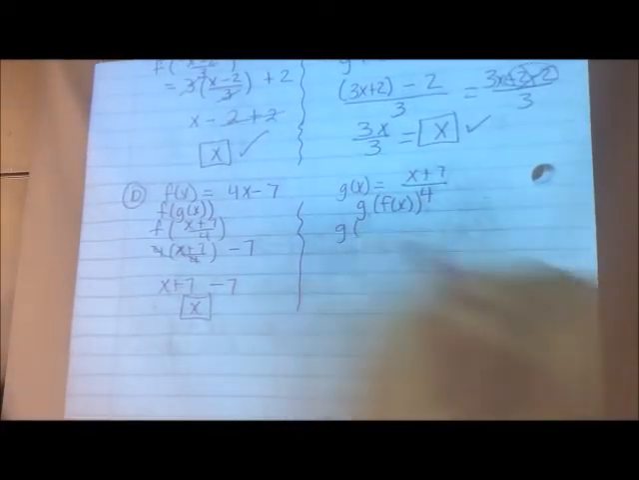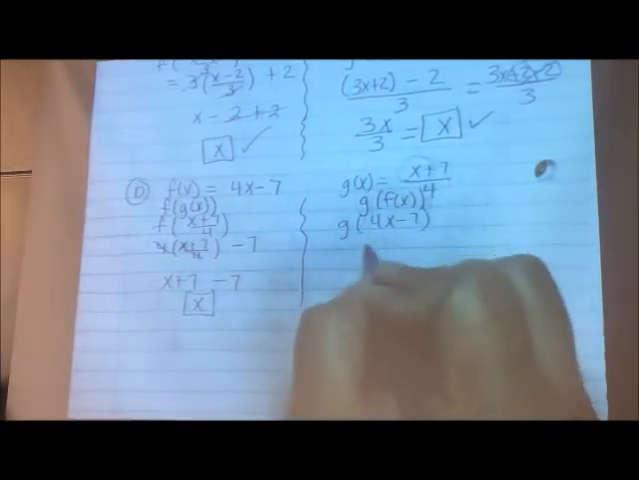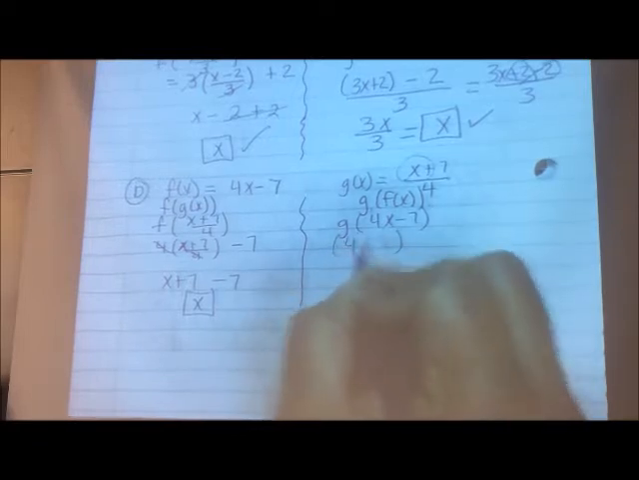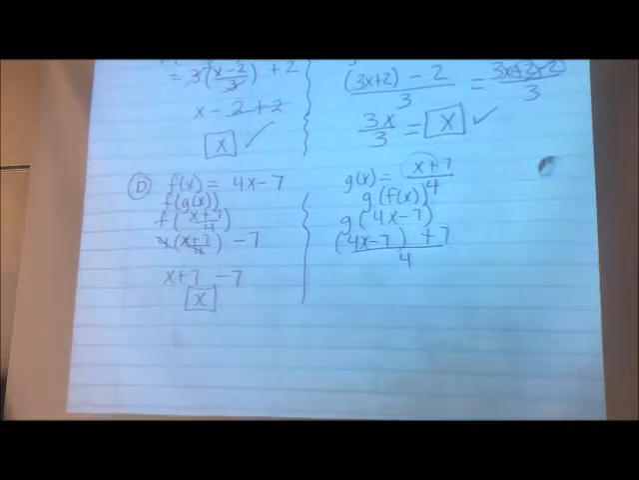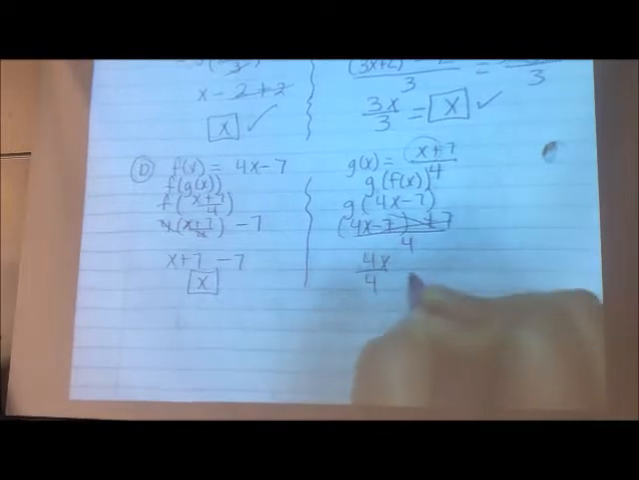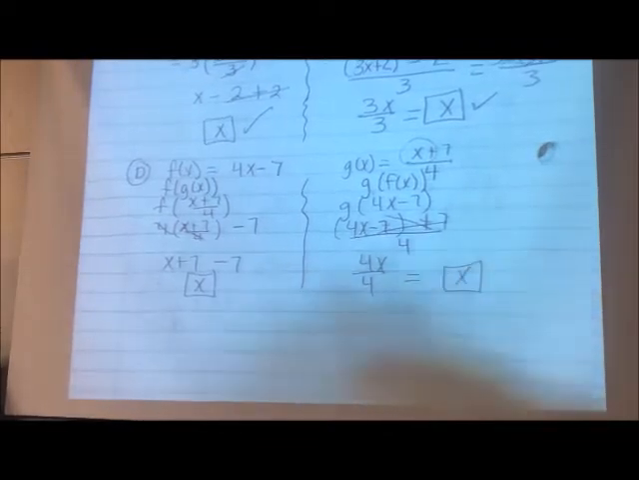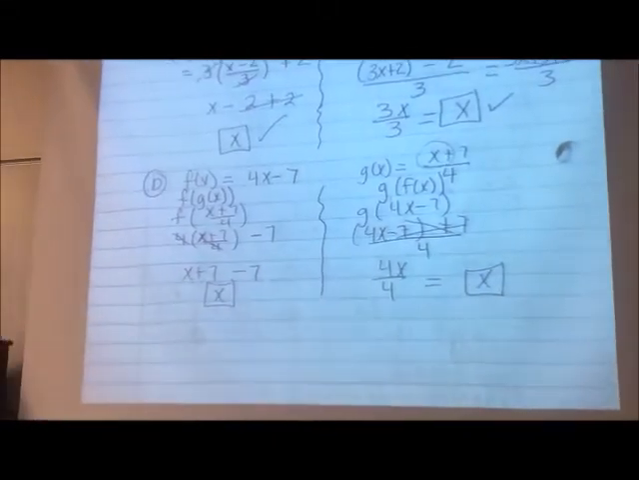Then we have f of x is 4x minus 7. We plug this in for every x in g. So I have 4x minus 7 plus 7 over 4. The 7's, what happens to them? They cancel, so we have 4x over 4, which is just x. So are they inverses? Yes, they are. So that's how simple that is.